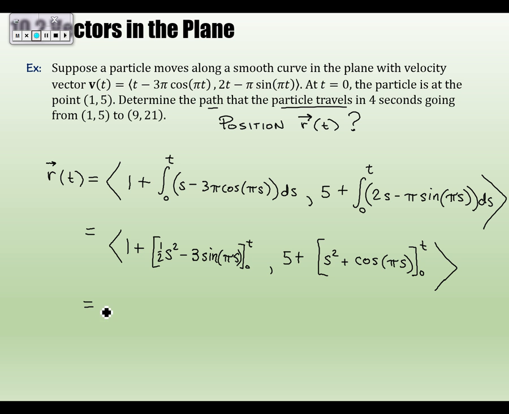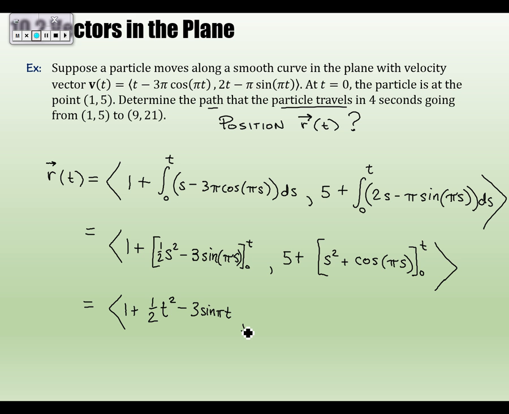And then we can say what each of those is. We get 1 plus 1/2 t squared minus 3 sine pi t. And if you plug 0 into that, it's 0, isn't it? That whole thing is 0 if we plug 0 in. So I think I'm done there.